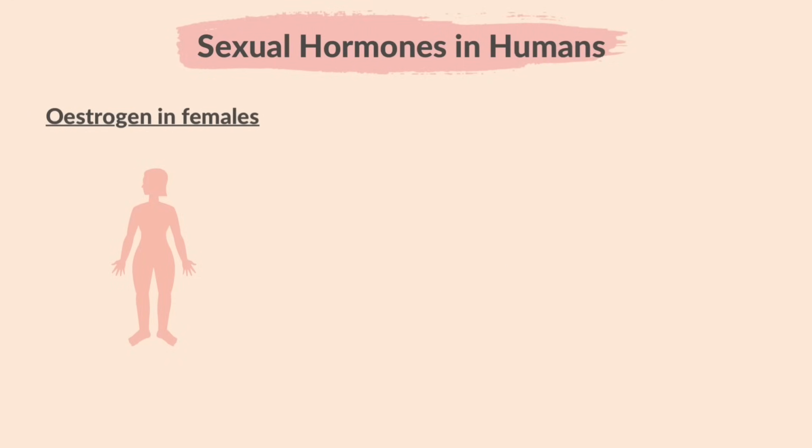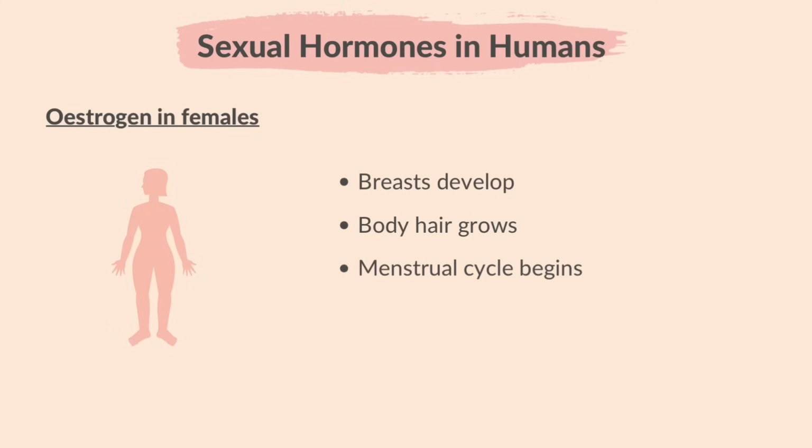The effects of estrogen in females are breasts develop, body hair grows, the menstrual cycle begins, and hips get wider.